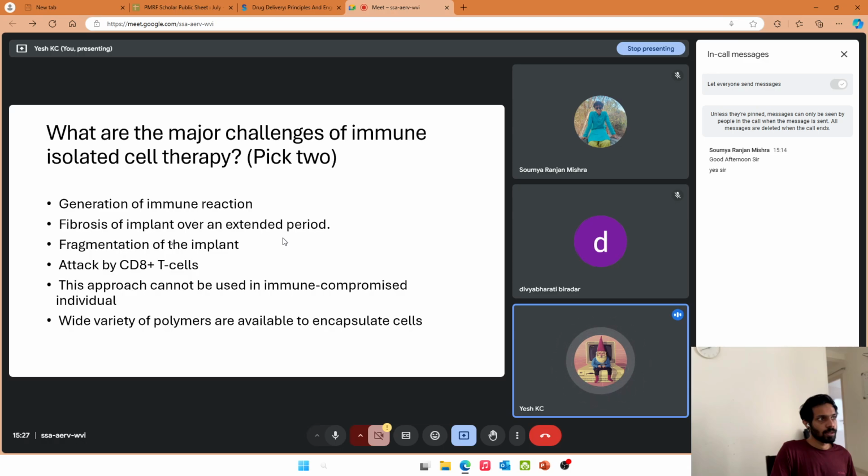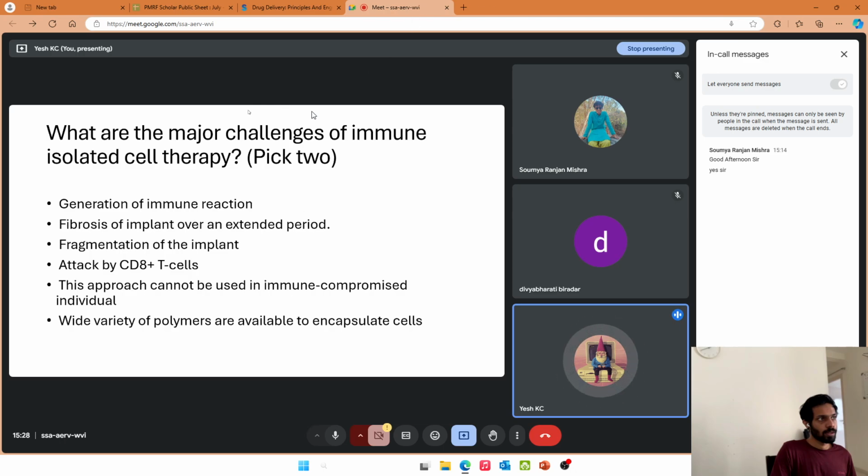And the other one is obviously the fragmentation of the implant, right? Fragmentation is basically breaking of the implant. If this implant is put into the body, and the person is doing some strenuous activity and so on and so forth, the implant can break. And if it breaks, that will immediately allow access to all the immune cells. Your cells will get lost, they get washed away. Immune cells can come in and attack and all those things.